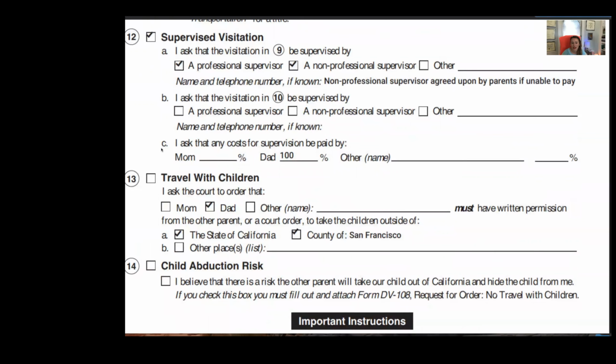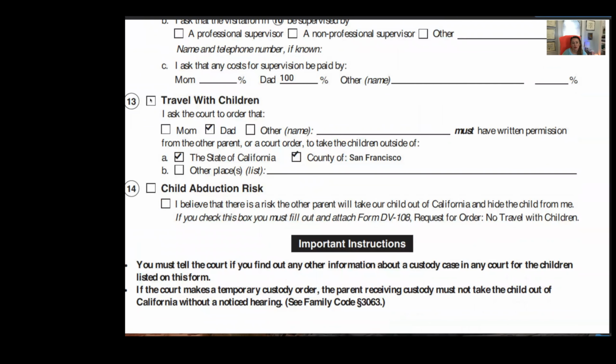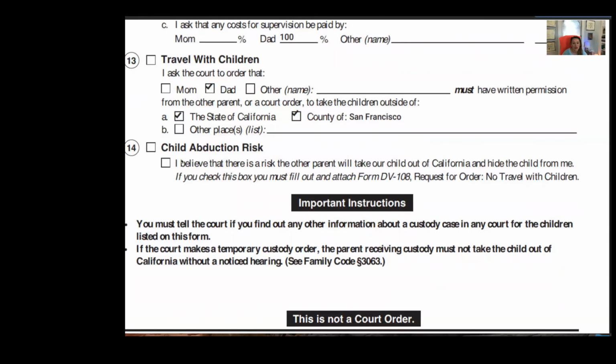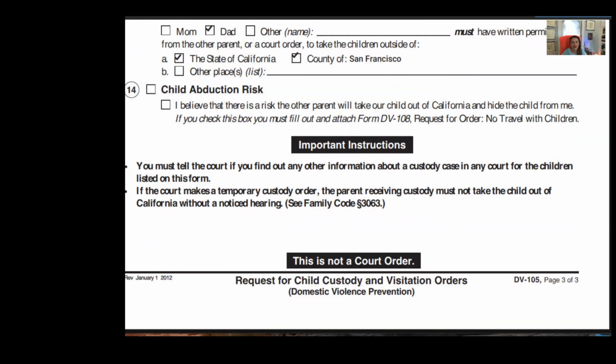And then remember to say in number C, I ask the court that the cost of the supervision be paid by dad, or whoever the perpetrator is, 100%. Also remember to check off the box in number 13. And then I ask the court to order that dad must have written permission from the other parent to take the children outside of the state of California, the county, or even not take them anywhere. If you have abduction risk, you need to check off number 14. So that's it for form DV-100 if children are involved, and DV-105.